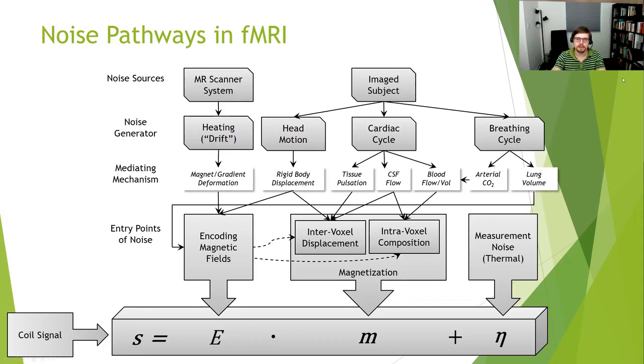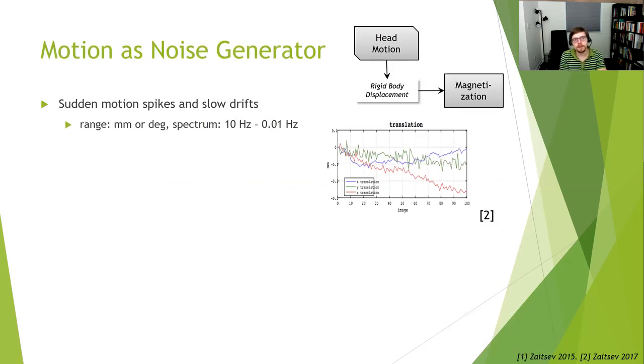Now let's turn to the subject as a major noise source. Head motion is one of the noise generators. When the head moves, you have a rigid body displacement that changes the magnetization. This can be sudden motion, head jerks, and slow drifts, such as sliding out of the coil. So the range is usually millimeters or degrees of rotation, and the spectrum accordingly between 10 Hertz and 1/100th of a Hertz.